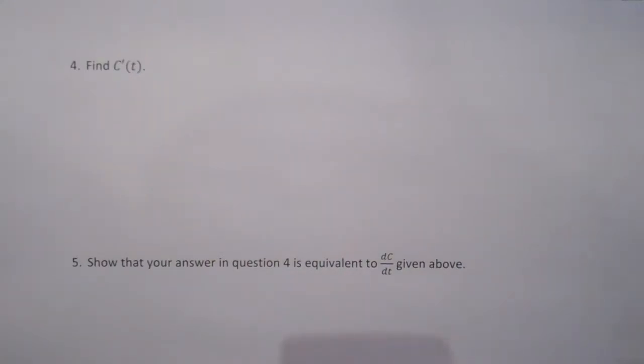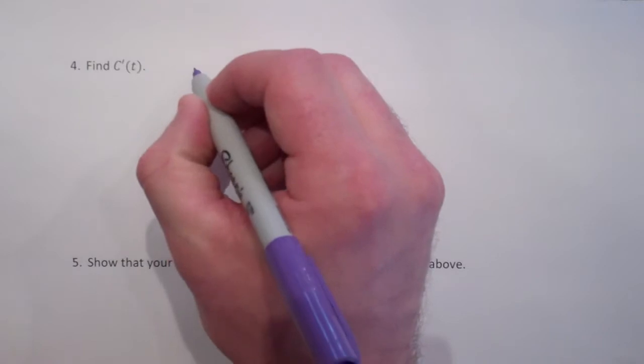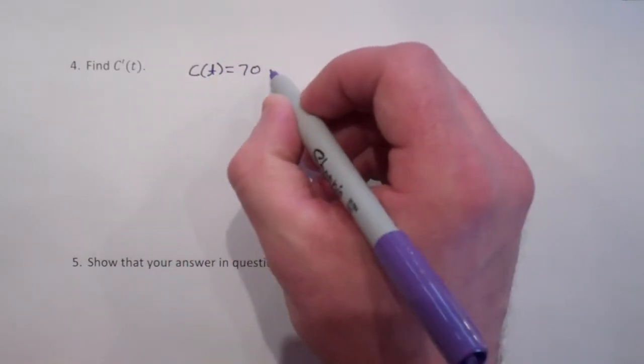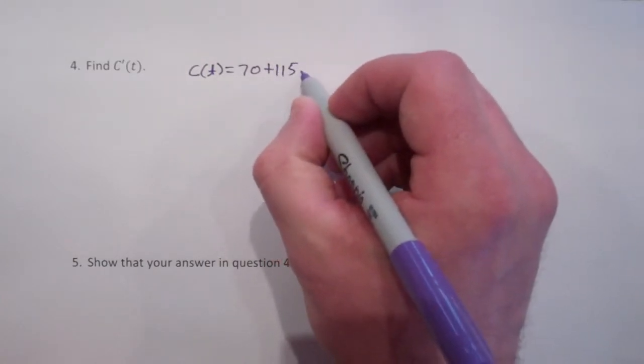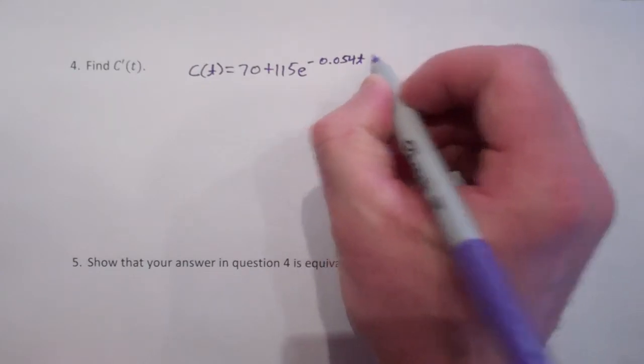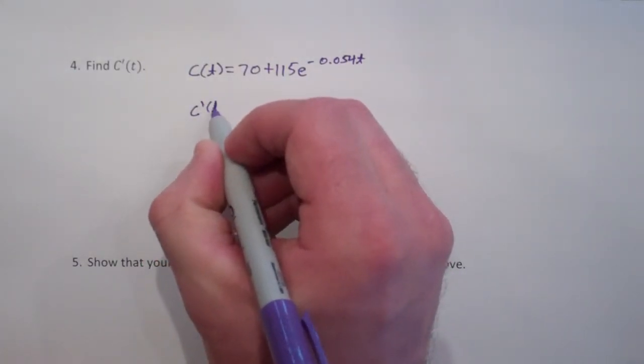Now remember, in example 3, we were actually given the equation for c of t, or the expression for c of t. So I'll write that down here, and then we'll work on finding c prime at t. So that'll be 70 plus 115 times e to the negative 0.054 t power. And now let's try to work on finding the derivative here.